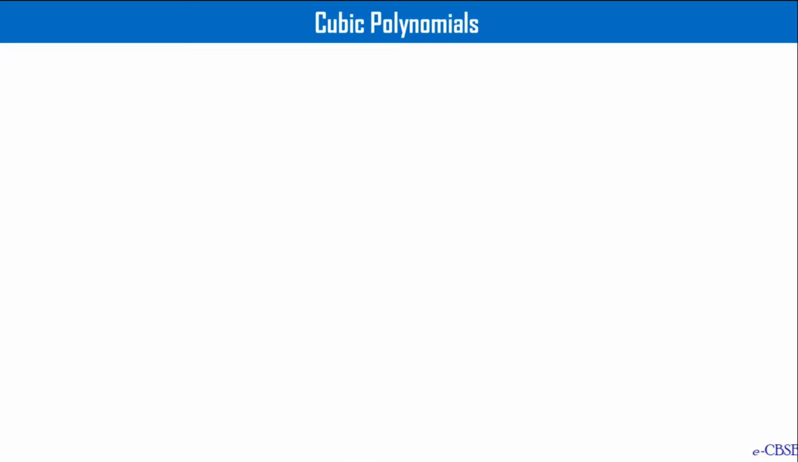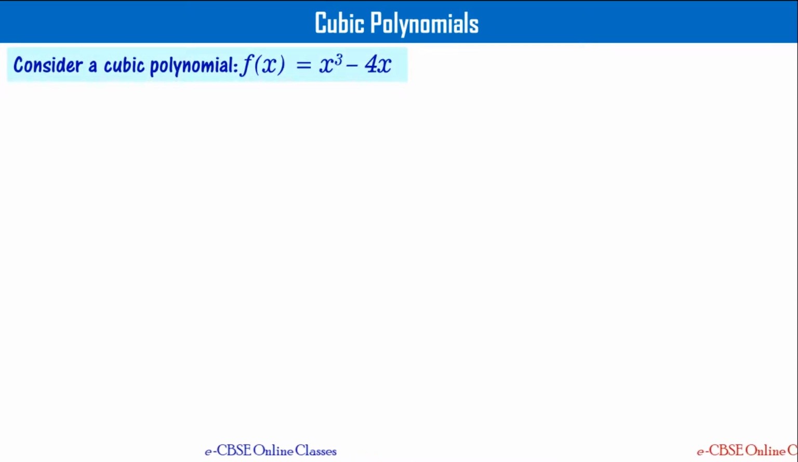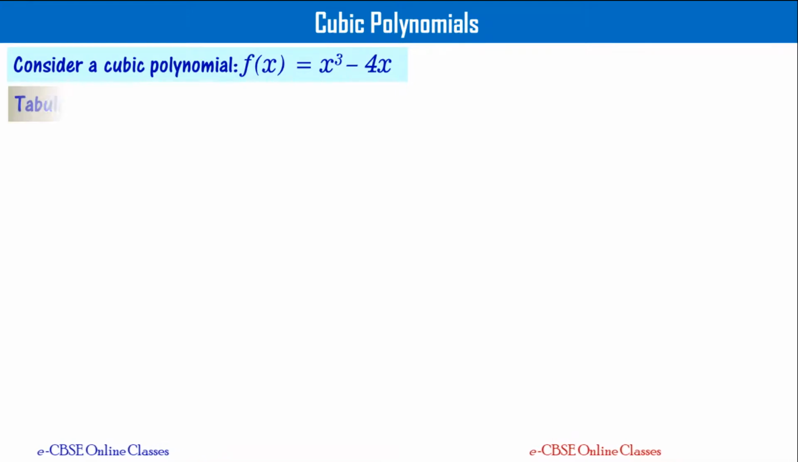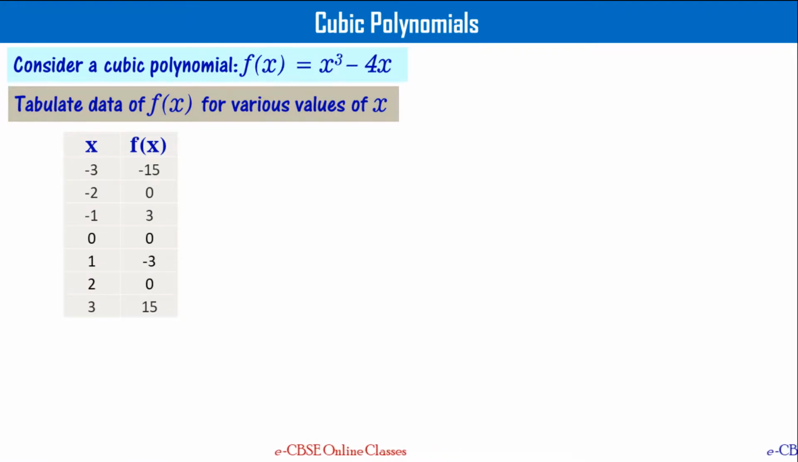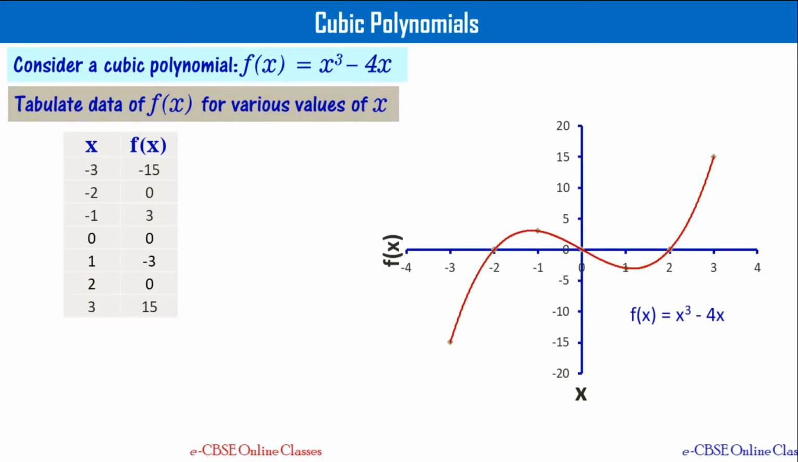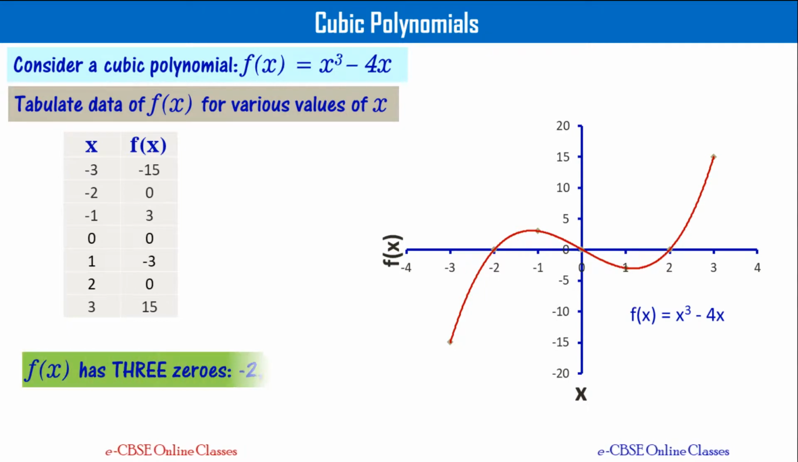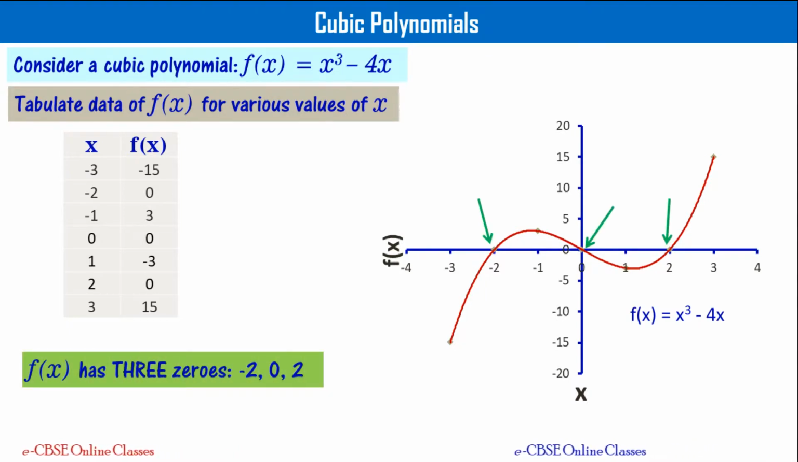Let's quickly take a look at cubic polynomials now. Consider a cubic polynomial, that is f of x equal to x cube minus 4x, and tabulate data of f of x for various values of x and plot this. You get a graph like this. From this graph, you can say that f of x has three zeros. Those are minus 2, 0, and 2. Please take a note of that.